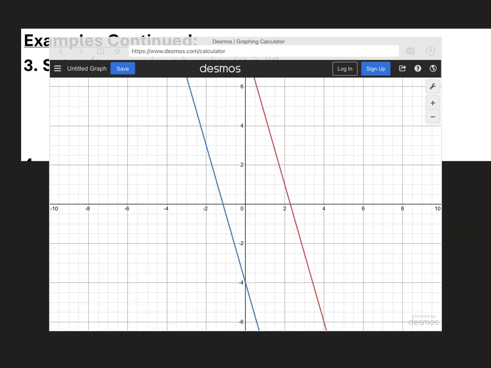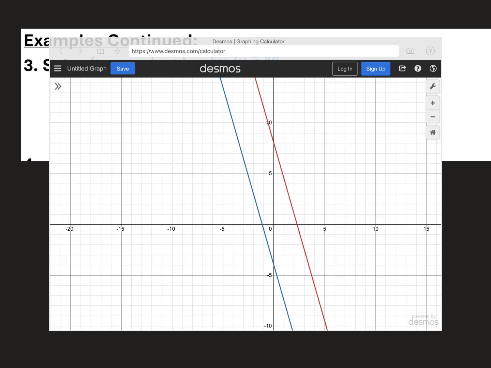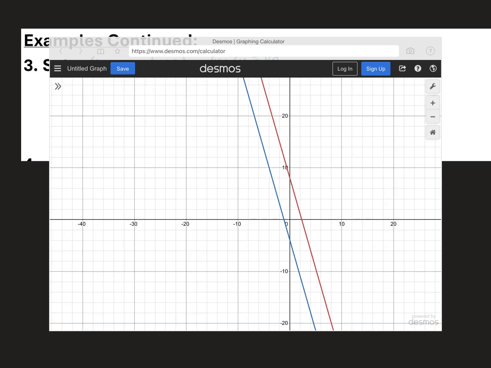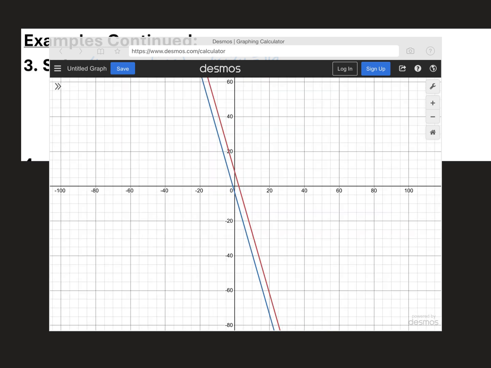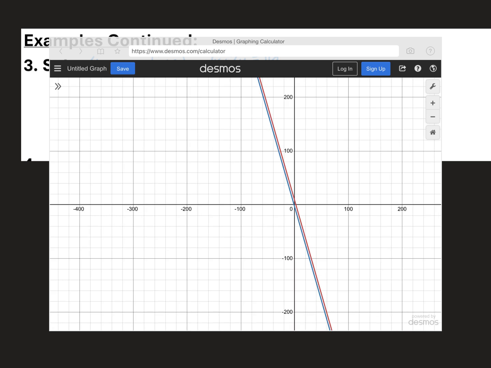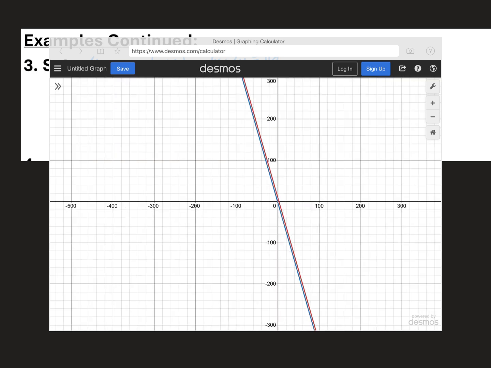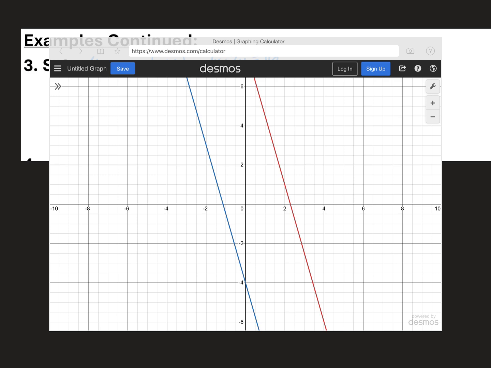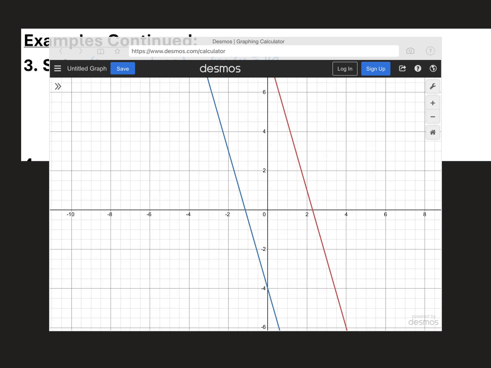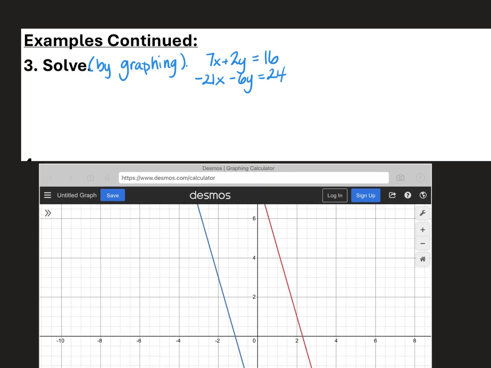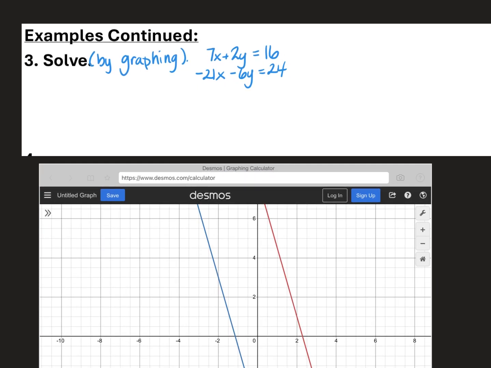And let's look at this. What do you notice about those two lines? Are they going to intersect? Now they're getting closer and closer, but it's because I'm zooming out. But if I go back, do those two lines ever intersect? No, they are parallel. So what's the answer when the lines are parallel? No solution.